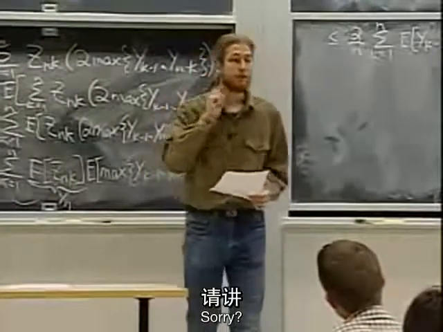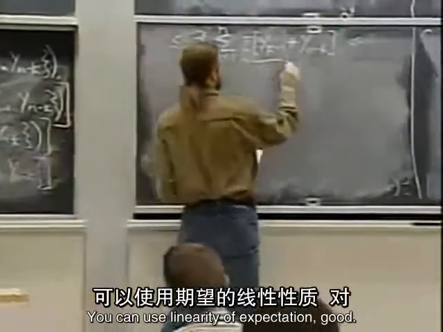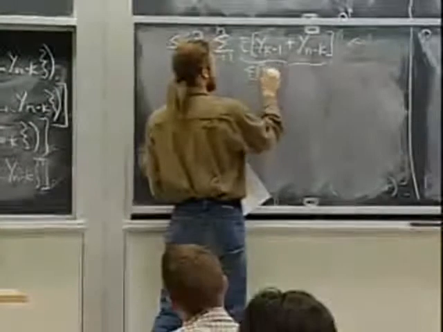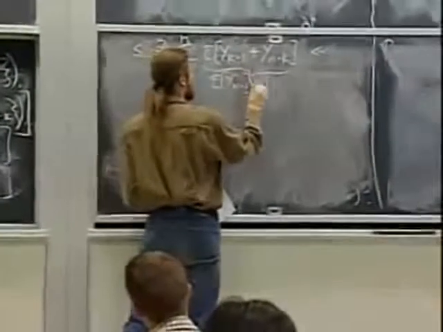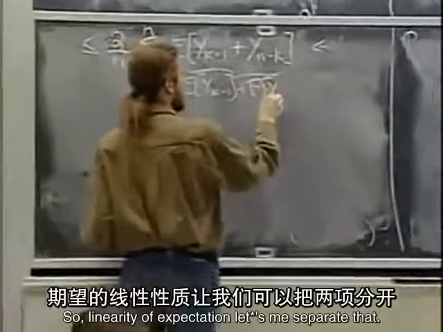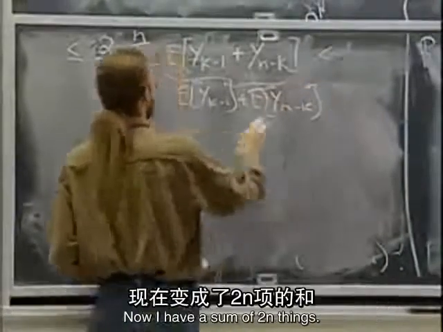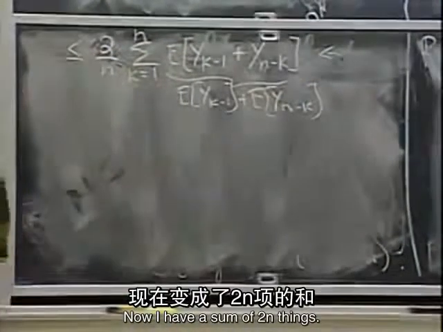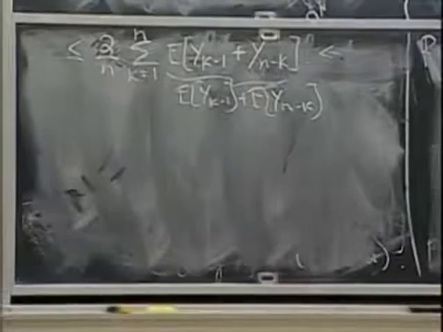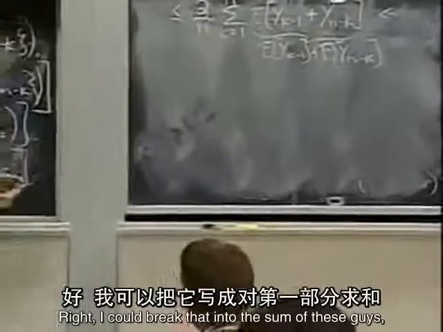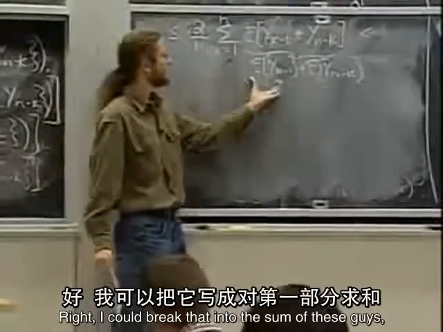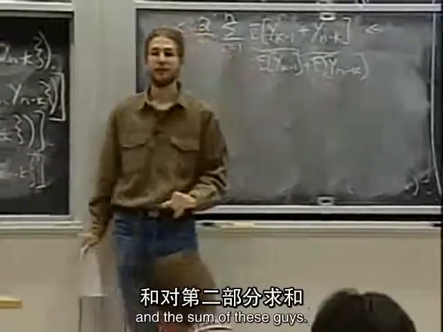Sorry? You can use linearity of expectation, good. So that's the first thing I should do. Linearity of expectation lets me separate that. Now I have a sum of 2n things. I could break that into the sum of these guys and the sum of these guys.